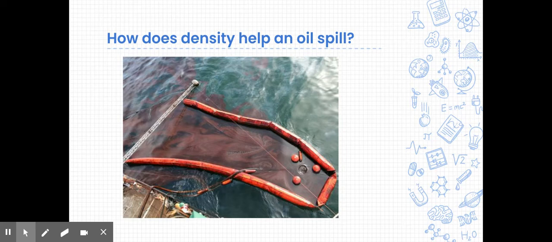So how does density help an oil spill? If you notice here, density helps clean up oil spills because the density of oil is 0.85 grams per cubic centimeter and the density of water is 1. Which means that the oil floats on top of the water and the water goes underneath the oil. So they use something called a boom to contain the oil, and then they can actually just skim the oil off.